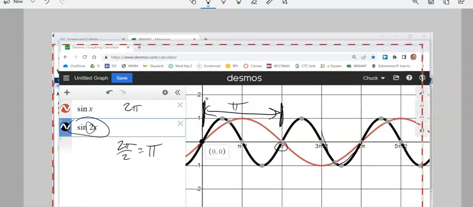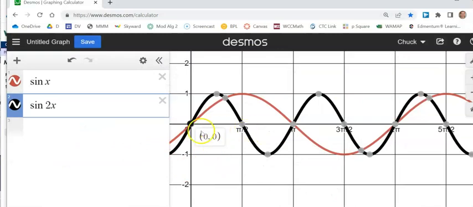And again, I can measure that from anywhere. I could measure that from pi over 2 to 3 pi over 2. 3 pi over 2, that's this part, minus pi over 2 is 2 pi over 2, which is pi, and I can see the period right there in it. So it takes two periods.